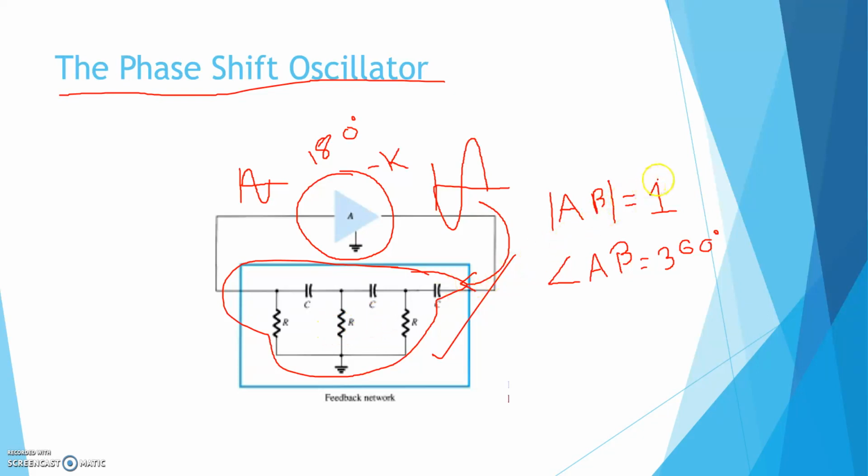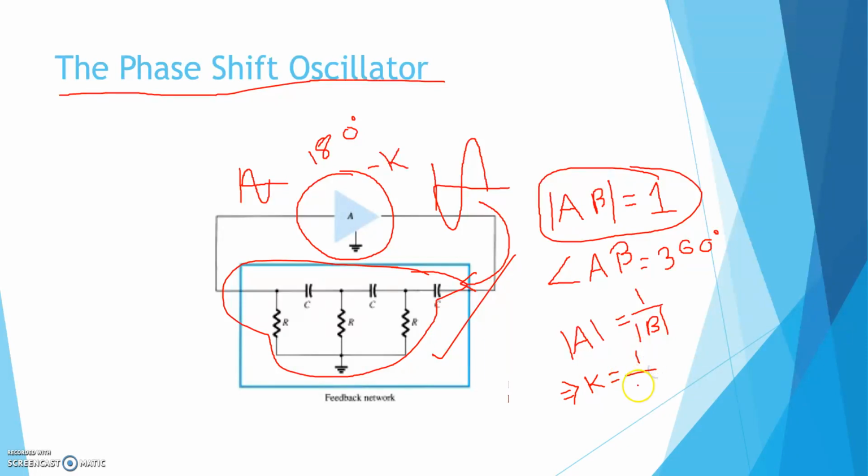And this criterion, that is mod of A beta equal to 1, what does it indicate? Mod of A beta equal to 1 means mod of A equals 1 by mod of beta. Clear? This we can say from the equation. So what is mod of A? Mod of A is mod of minus k, that means k, because mod of minus x is equal to x, only the positive value comes out. So k is equal to 1 by mod beta. This we are getting from the first equation. What does this indicate?